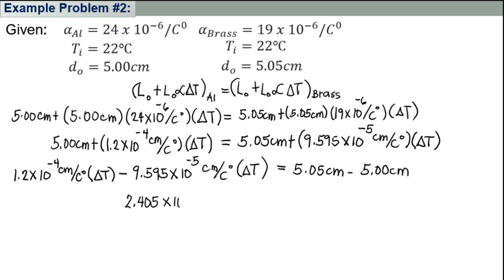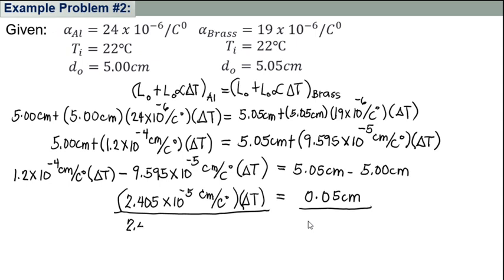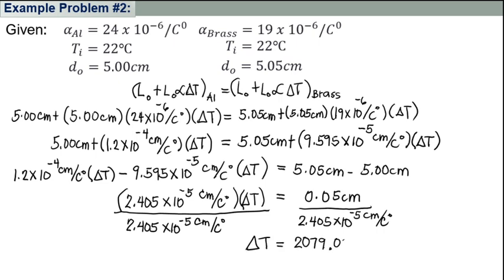Simplify our equation. We will have 2.405 times 10 raised to negative 5 centimeter per Celsius degree times delta T is equal to, the right side of the equation is 0.05 centimeter. Dividing both sides by 2.405 times 10 raised to negative 5 centimeter per Celsius degree, we can now compute for our delta T, or the change in temperature. From this, our delta T, or the change in temperature, is equal to 2079 Celsius degree.